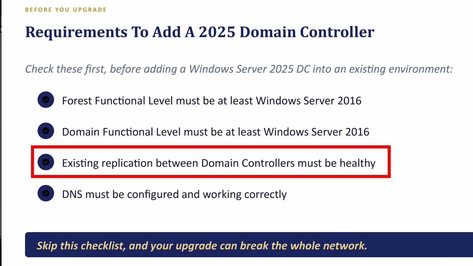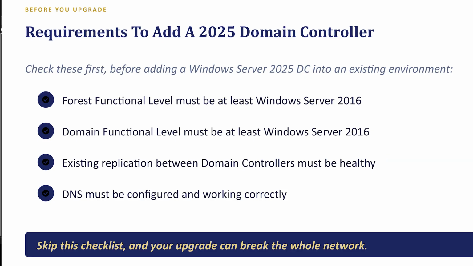Again, compatibility reasons. And then the third requirement is existing replication between domain controllers must be what? Healthy. Yes, this is extremely important. Imagine you already have multiple domain controllers. They are supposed to replicate directory information between each other, okay? But replication is broken. Then you add another domain controller. You haven't magically fixed the original problem. You may have introduced another component into the unhealthy environment. So you check replication health first.